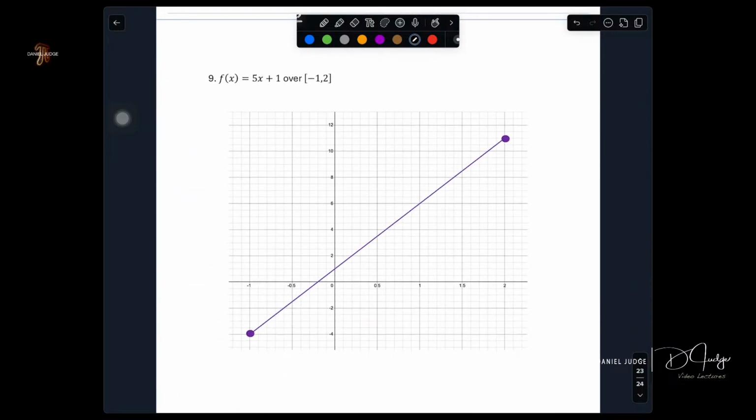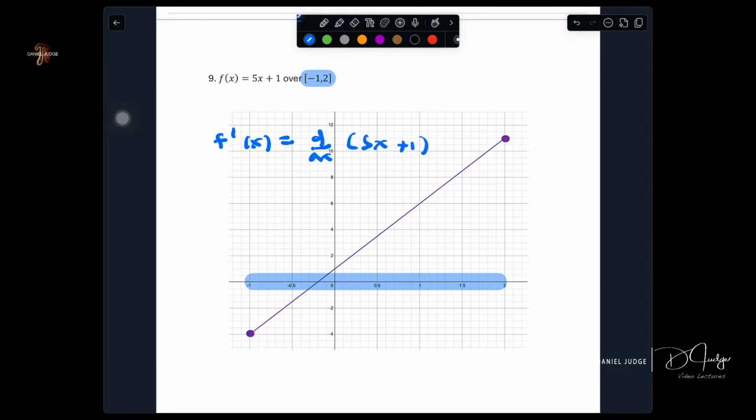All right, number 9. The interval now is from -1 to 2. You can kind of see it over here. And we got to find the critical values. So the derivative of this function, it's a linear function. The derivative of 5x plus 1 is 5. So to say we're going to set this equal to 0 and solve for x, that means 5 is 0. That never happens. This means there is no critical values.